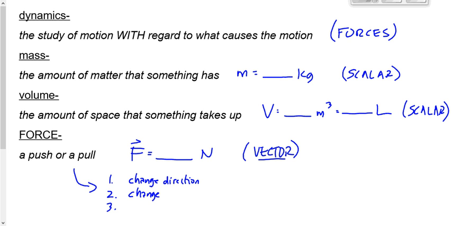Sometimes we say it deforms an object. It can change the shape of an object. And of course, it can do both, right? It can change the shape and it can change the direction. Or it can do one or the other. Nick, what's the third thing that it can do?